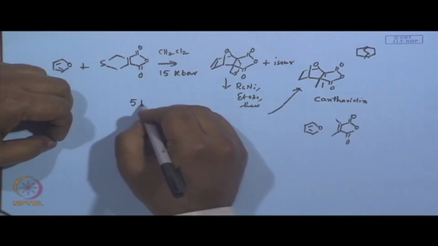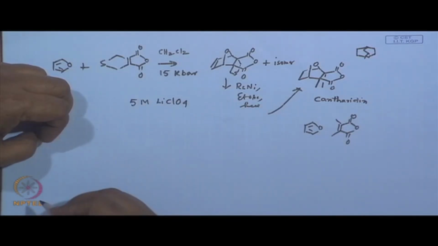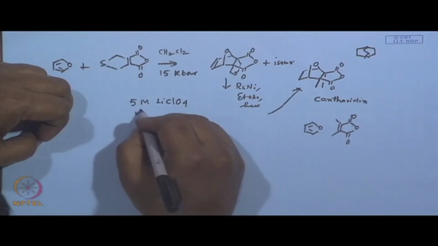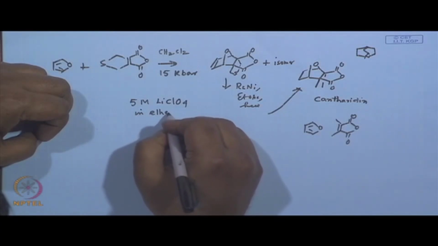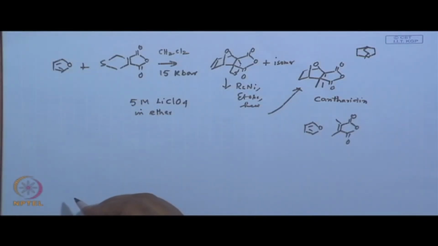Again a Jacks paper, yes, Lewis acid. What Lewis acid? No, in fact, the Lewis acid is 5 molar lithium perchlorate in ether, that is it. And the lithium perchlorate is commercially available. It is obtained from Aldrich.